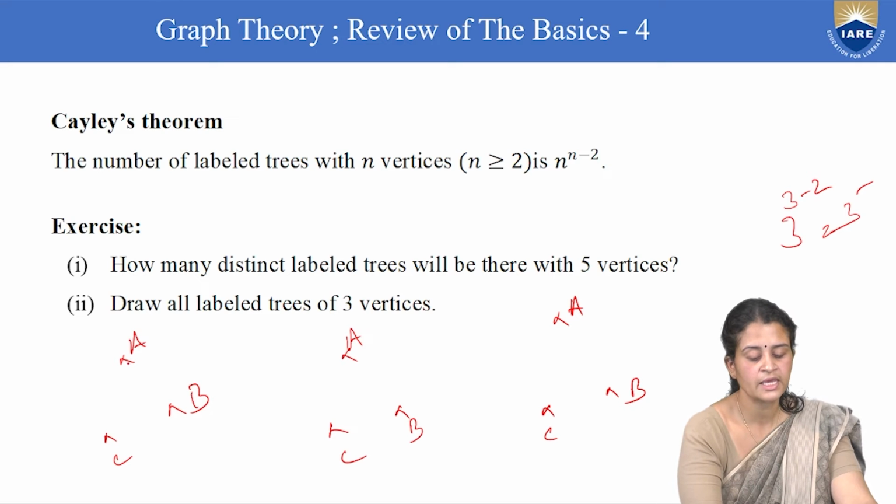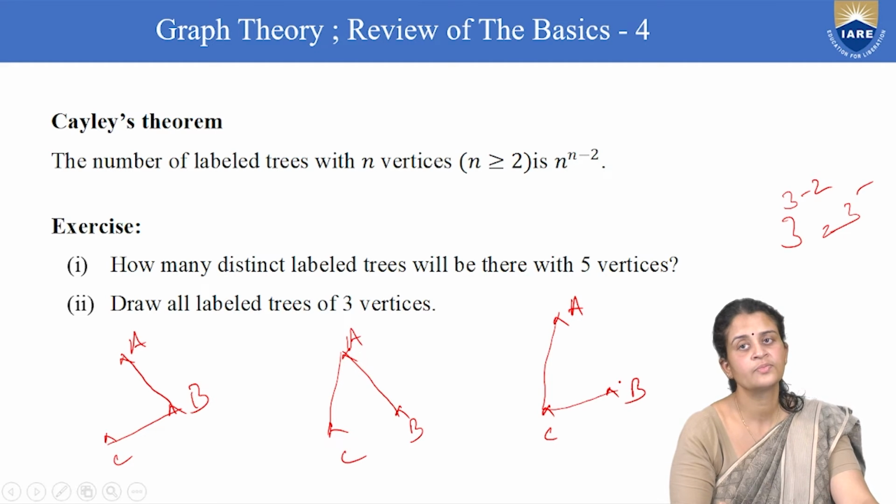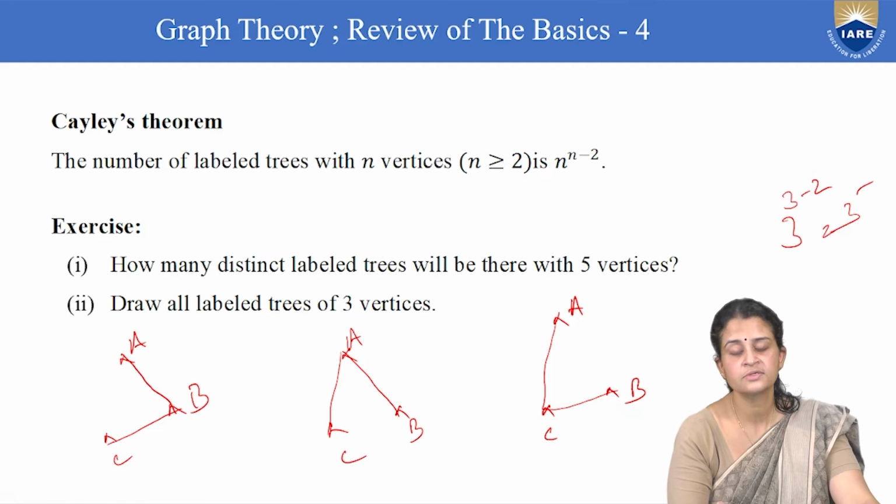First I am connecting AB and BC. Then connecting AB and AC. Then connecting AC and CB. Can I draw any other graphs than these? No. I can draw graphs, but they won't be trees. These are the only 3 labeled trees with 3 vertices.